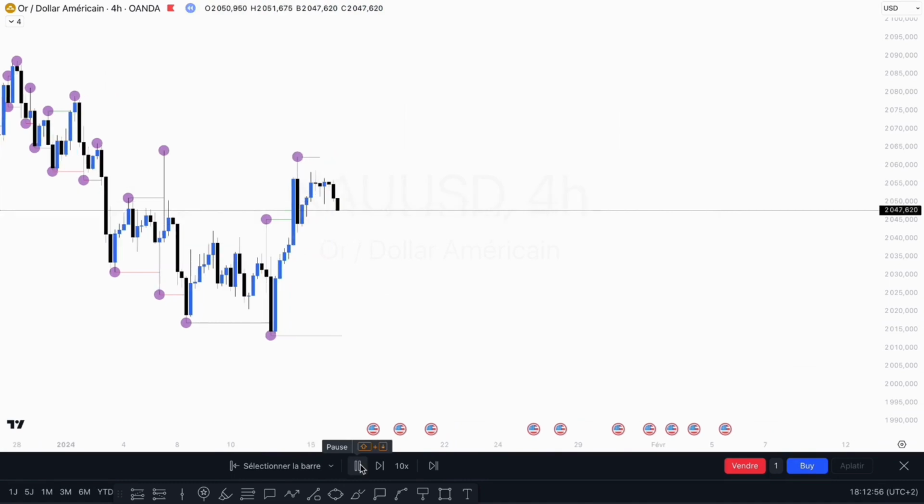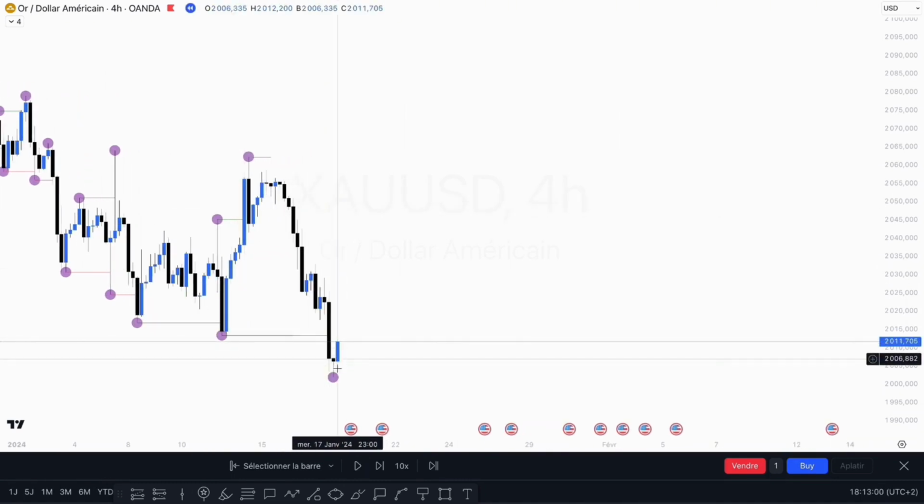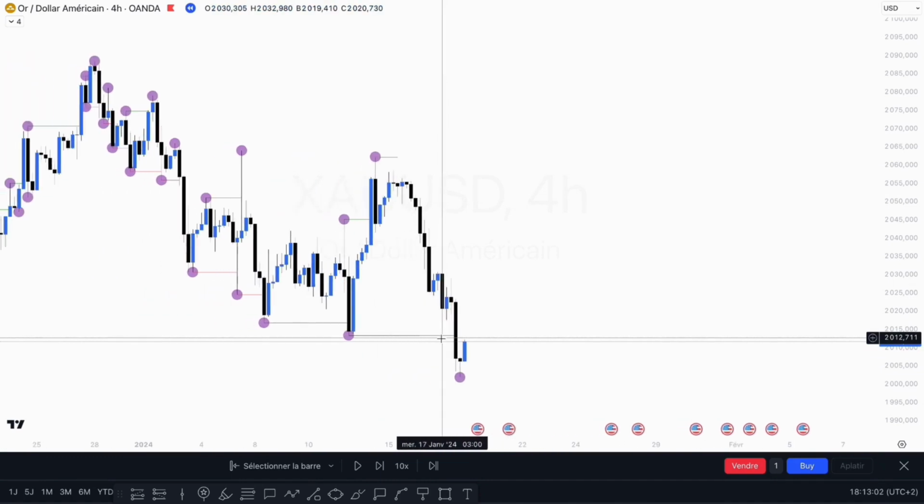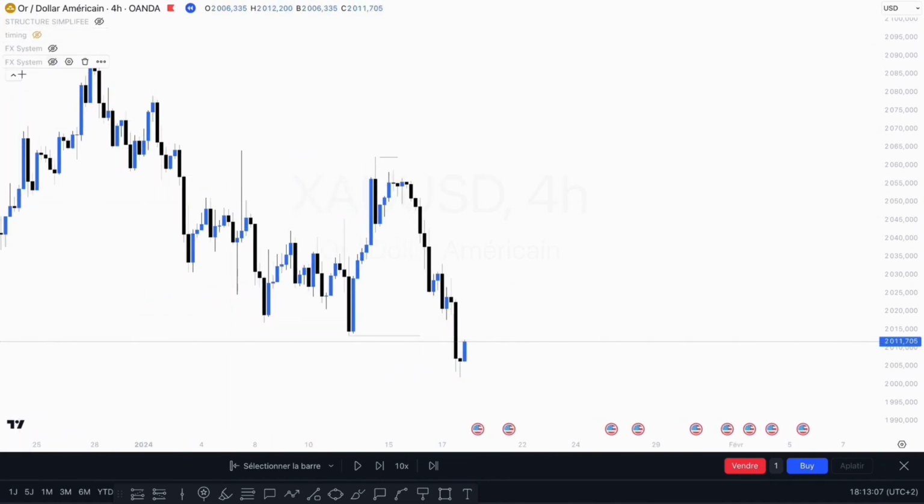You understood it? It's always the same thing. Here we have broken downwards. You can see that we are bearish. Bearish candle, the point has been established. You have understood exactly how to trace the market structure.